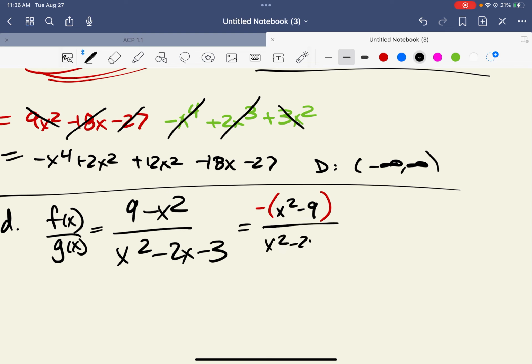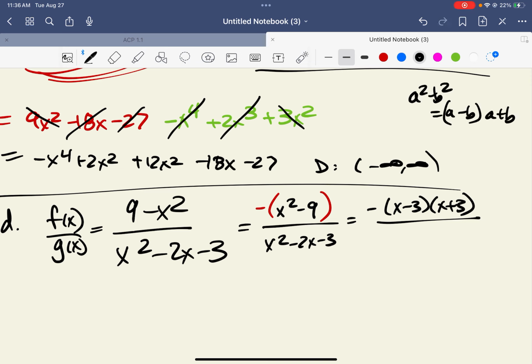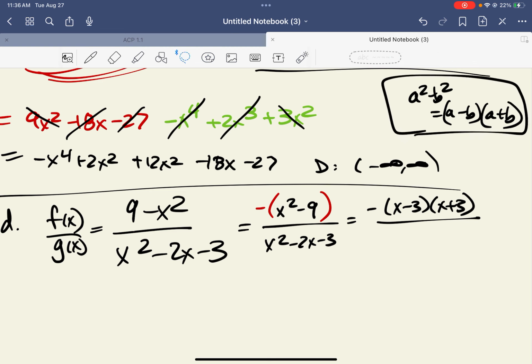Right? And so now I can just factor the entire top. It's going to be negative x minus 3, x plus 3, because it's a difference of two perfect squares. Don't forget, a squared minus b squared is always a minus b, a plus b. That's the difference of two perfect squares identity. Super, super important.